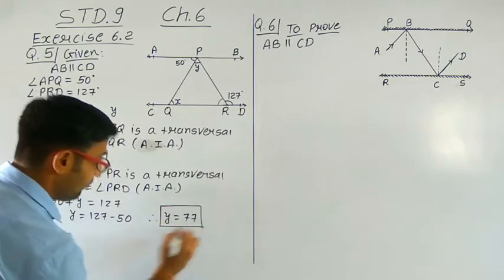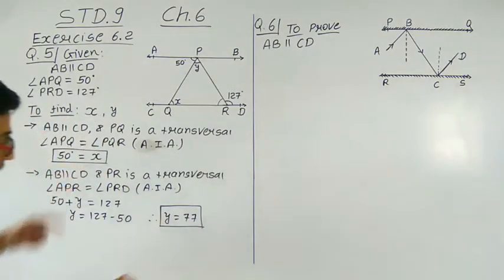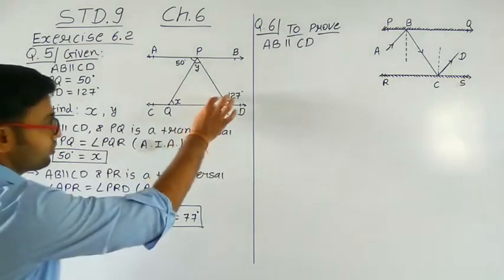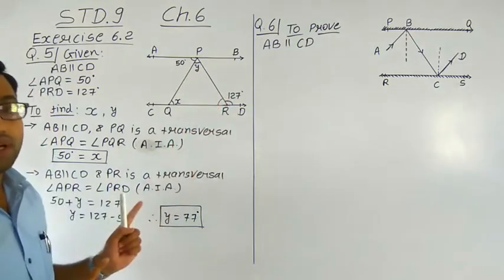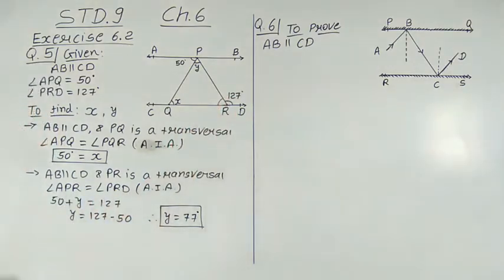Now this is the value of x, that is 50, and this is the value of y, that is 77 degrees. Okay, so here you can also use the second method that I have already said. So this is how we can solve question number 5.